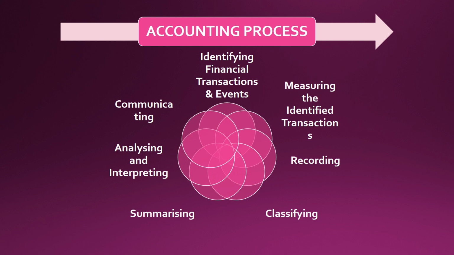And there are 2 financial statements, income statement and the position statement. Income statement is a statement which is prepared to ascertain income in terms of profit or loss. There are 2 income statements, trading account and profit and loss account. And second is the position statement, which is called balance sheet. Balance sheet is prepared to depict the financial position in terms of assets which are owned by the business and liabilities which are owed to outsiders, which a business has to pay to outsiders. So this step is called summarizing.